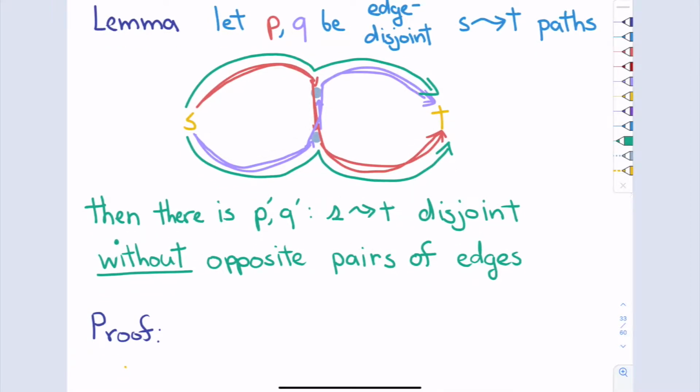And so the idea is that whenever I find that my paths are using opposite edges, so one's going down and one's going like this, I can take the beginning of one and then append the second half of the other, and do that simultaneously for both.